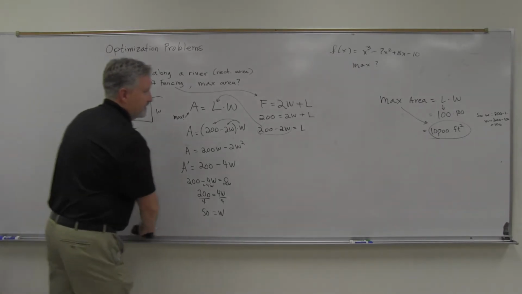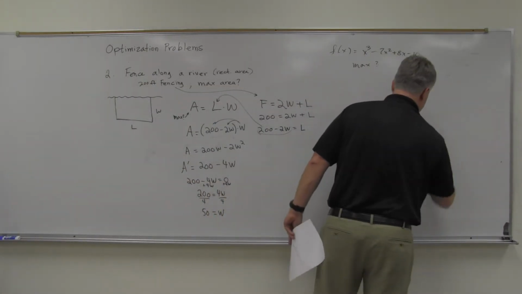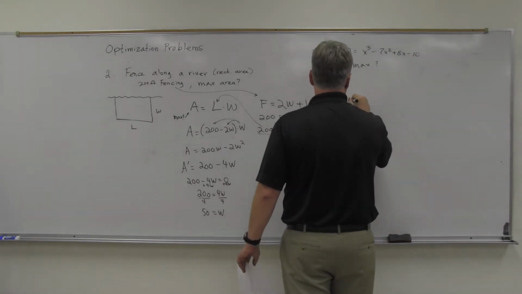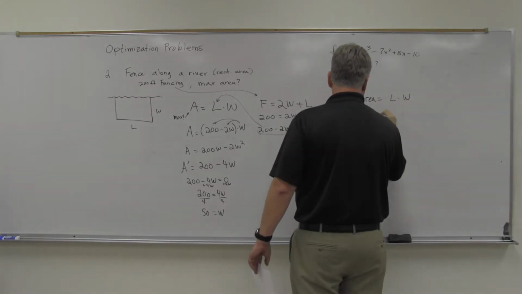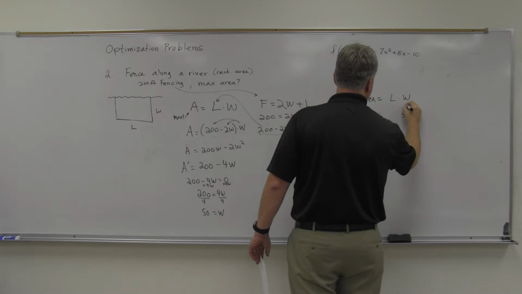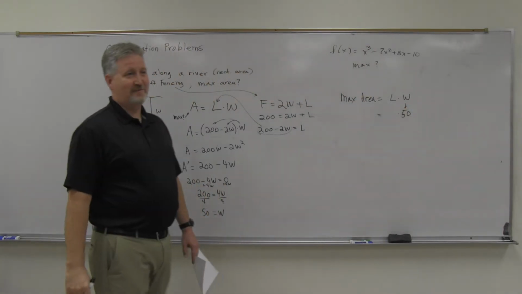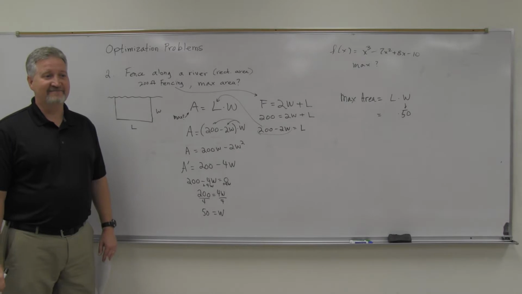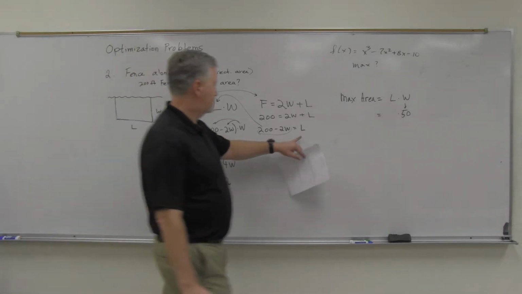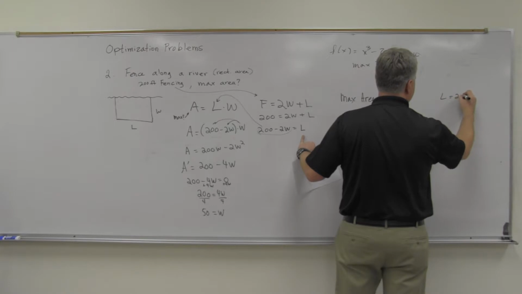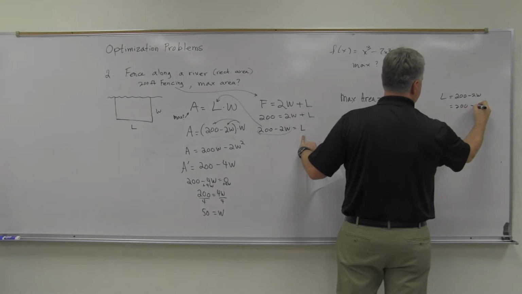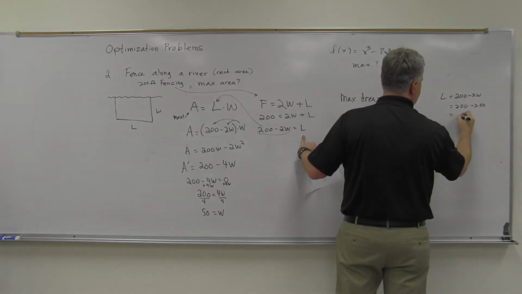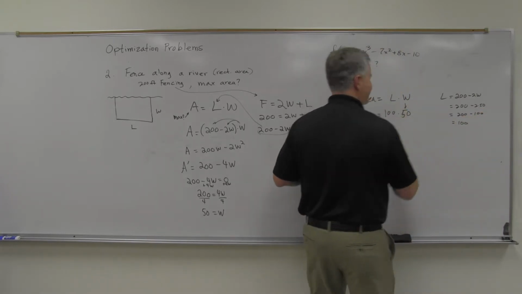So what does that make the maximum area? Well, maximum area, it would be a length times a width, but I now know the W is 50. Previous problem, the length was 50, but is that the case here? No, the length is 200 minus 2W. And so that's 200 minus 2 times 50, is 200 minus 100, that's 100. Yeah, the length here is 100, not 50.